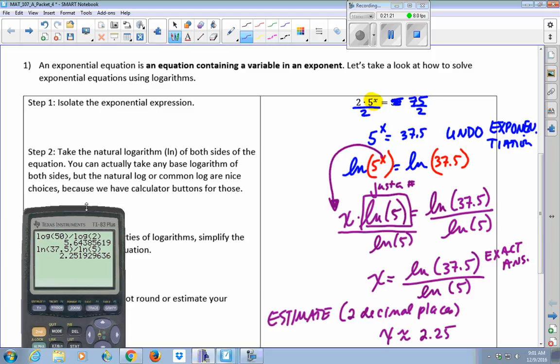5 to the x equals 37.5. Look at our answer: the natural log of 37.5 divided by the natural log of the base. Anytime you can isolate this, and you have some number raised to your variable equals another number over here, this is always what your answer is going to look like, whether it's the natural log of both of those numbers being divided or the common log.